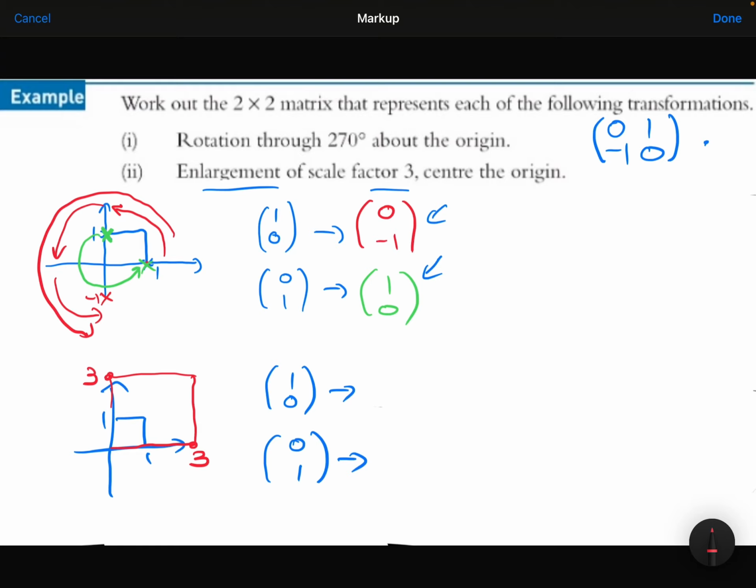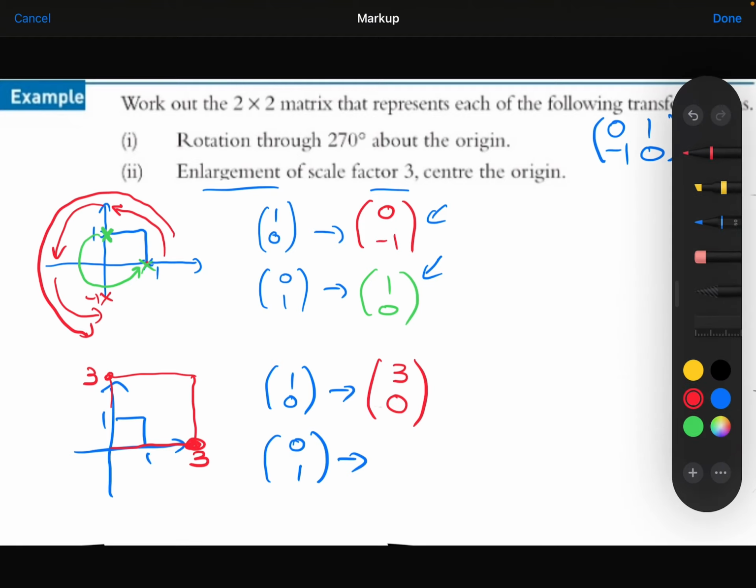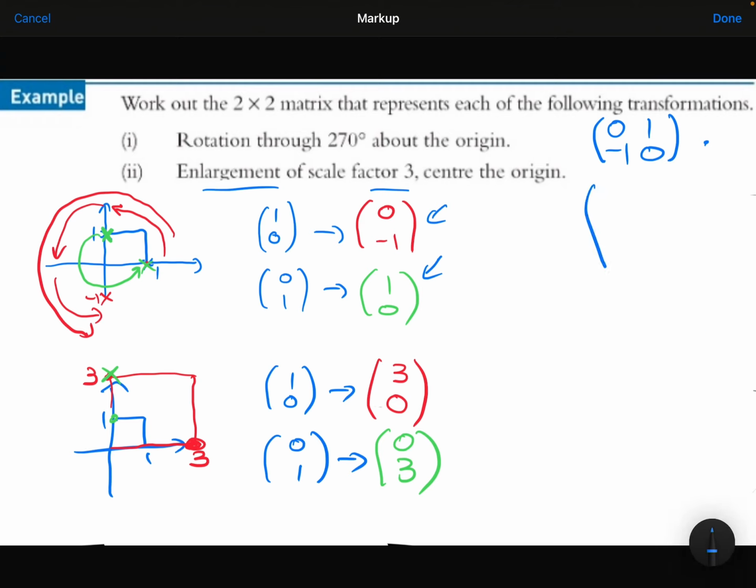So the coordinate 1, 0 has been mapped to 3, 0, and the coordinate 0, 1 has been mapped to 0, 3. So that allows me now to write down the matrix for this transformation as 3, 0 from here and 0, 3 from here.